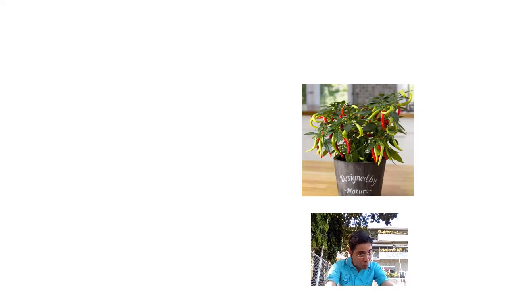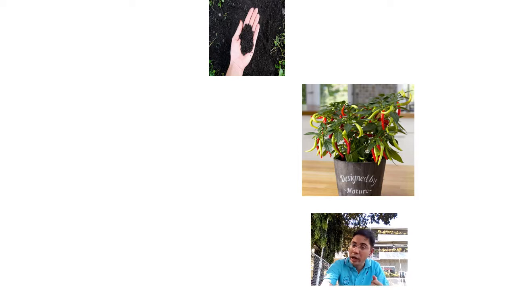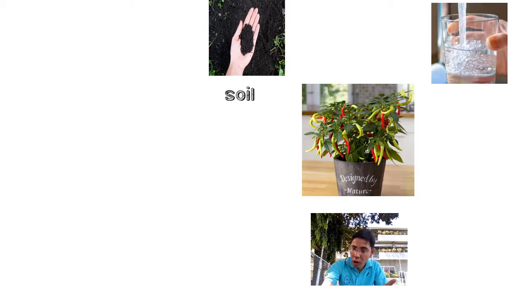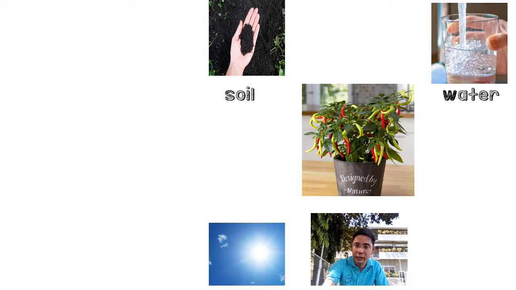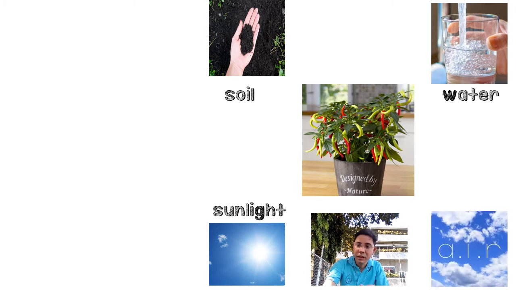But we have some more. This is a picture of a chili plant. Do you like chilies? It is very spicy. But how can we grow a chili plant? We need soil. What else? Water, sunlight, and air, so that we can plant and grow a chili plant.